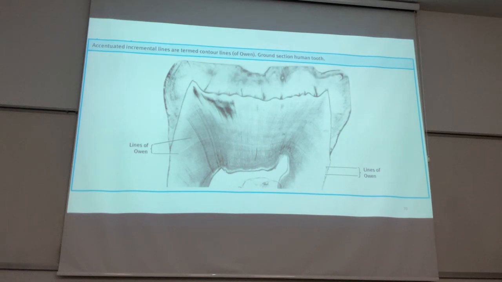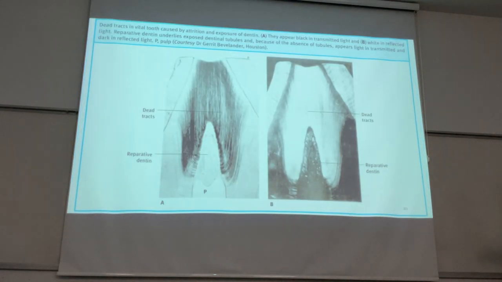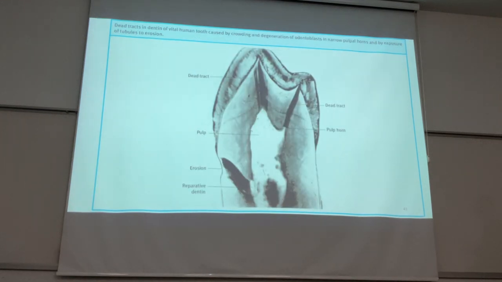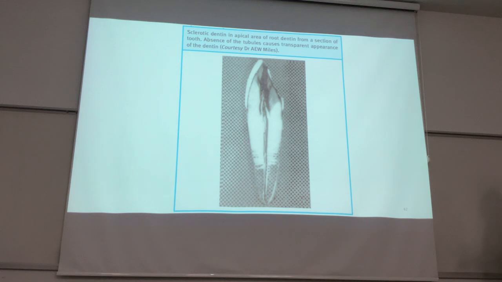Incremental lines is the general names of the lines present in the dentin and enamel. Be quiet. Look at here. In this part you can see the dead area of dentin. And here again you can see that dead area. Again, you can see the tract of dentin. You can't do anything for this condition. And this part is dead and not repaired with tertiary dentin. Again, you can see the dead part of dentin here.